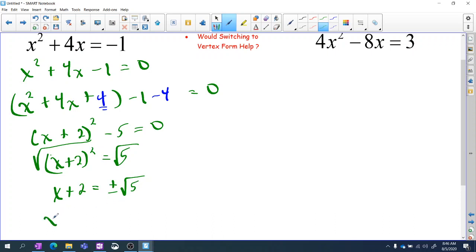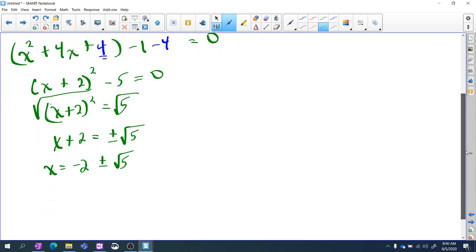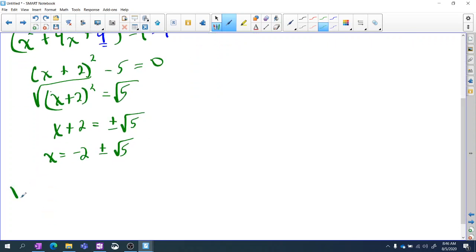Now all I'm going to do is take my 2 to the other side, -2, leave my plus or minus radical 5. And there's my 2 answers. So this quadratic has 2 solutions. One of them is -2 plus the square root of 5, and the other one is -2 subtract the square root of 5. So there is a strategy that we can use to solve quadratic equations that do not factor.